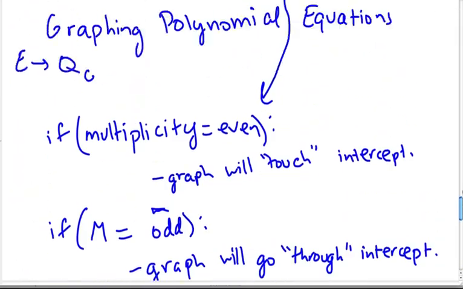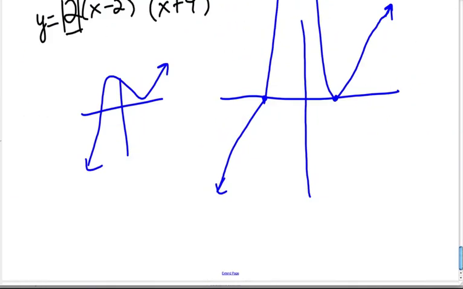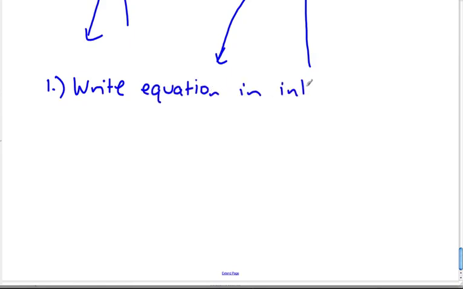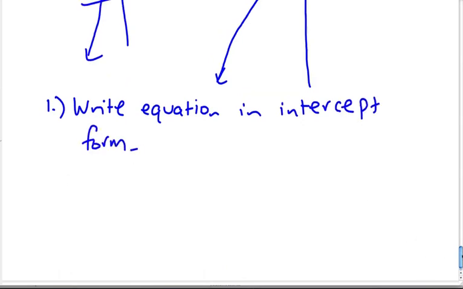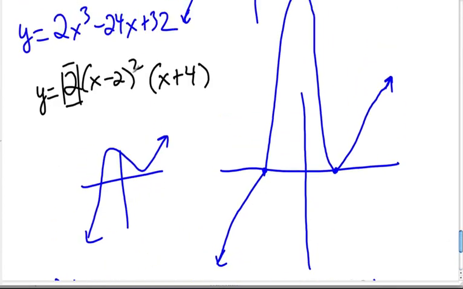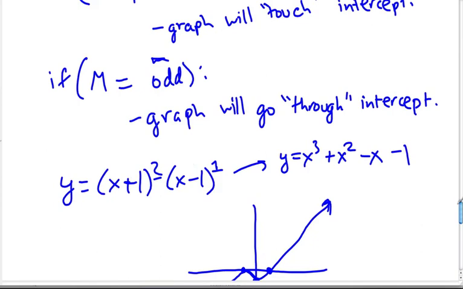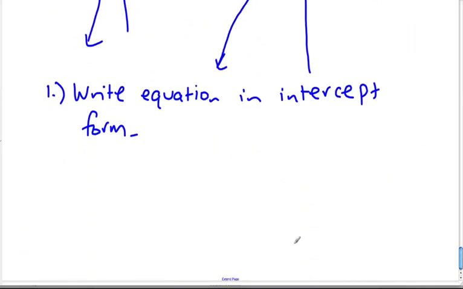So that's basically graphing polynomial equations. I'll give you a set of rules right now. First things first, we're going to want to write the equation in intercept form, which is going to be 2(x − 2)²(x + 4), or maybe (x + 1)²(x − 1) to the first power.